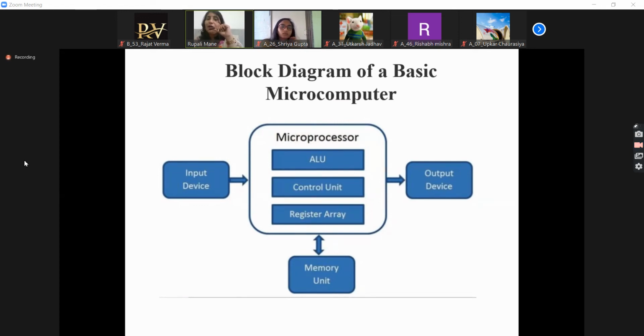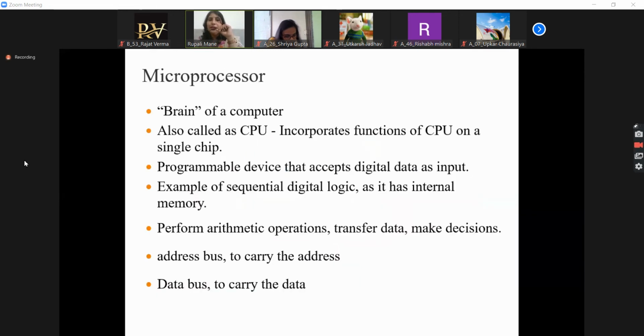Okay, first of all you need to write down what is microcomputer, or what is microprocessor based system. Okay, so first of all you need to write that. Okay, then after that you need to tell that the important blocks of microcomputer or microprocessor based systems are microprocessor, input devices, output devices, and memory unit. Okay, now then you should talk about microprocessor. Okay, so what is microprocessor? It is the brain of computer. It is also called as a CPU.